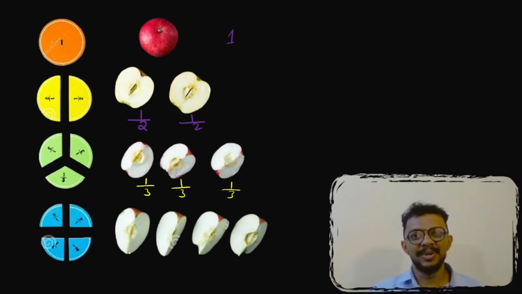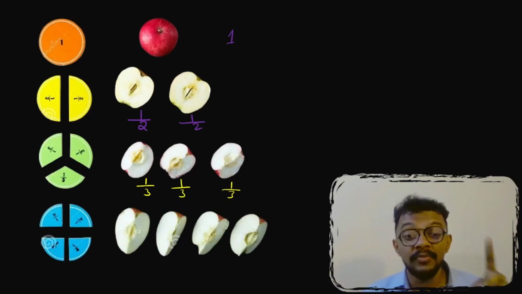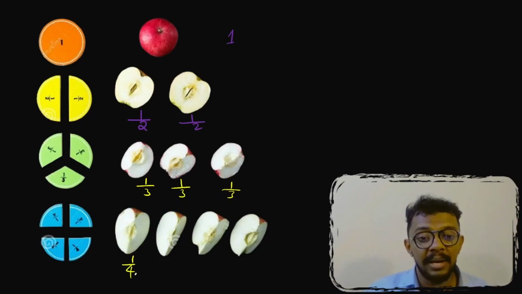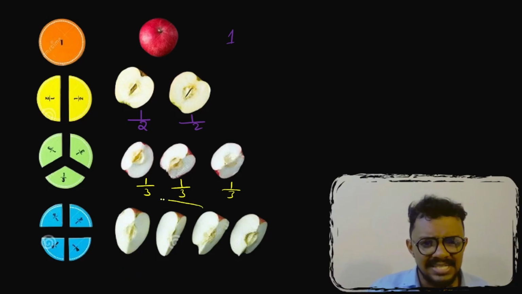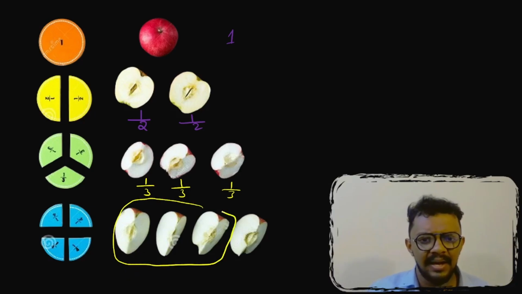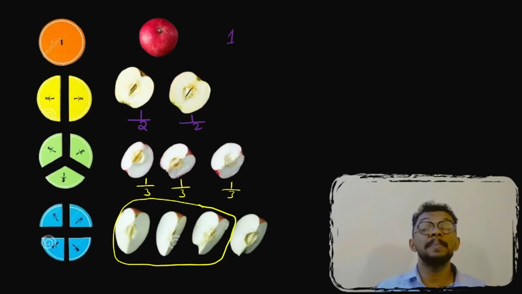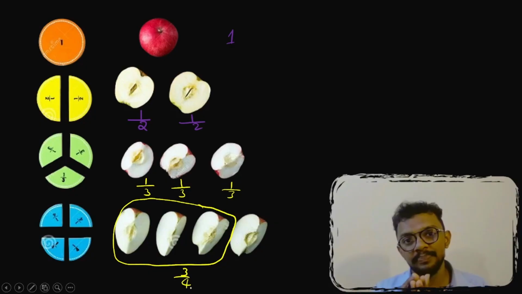What about this one? You know it. I cut the same apple into four equal parts. Taking one of them is called 1 by 4 apple. If I consider three parts, three pieces together, then how many apples are there? These three pieces. 3 times 1 by 4, it's 3 by 4. That's how fractions look.